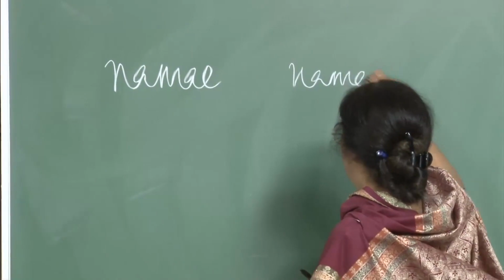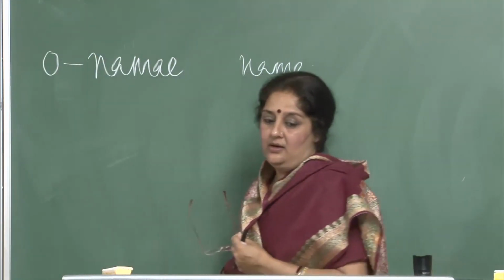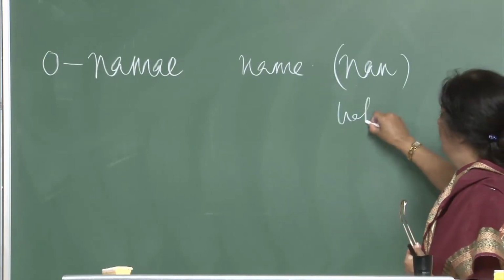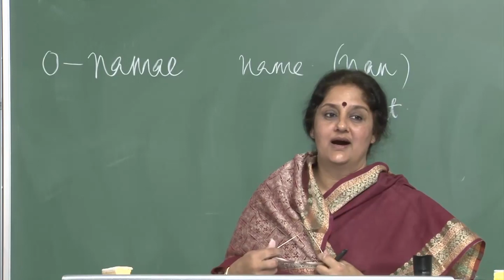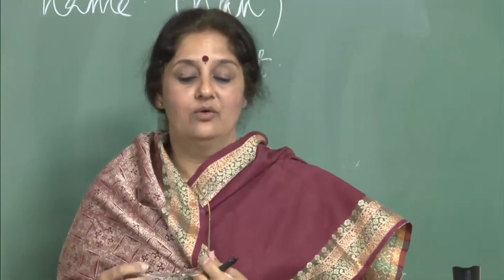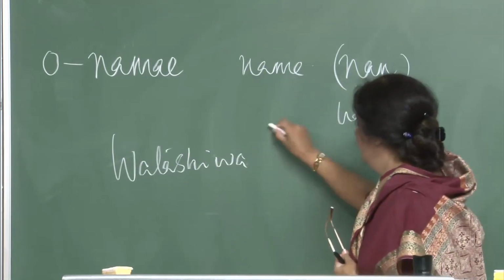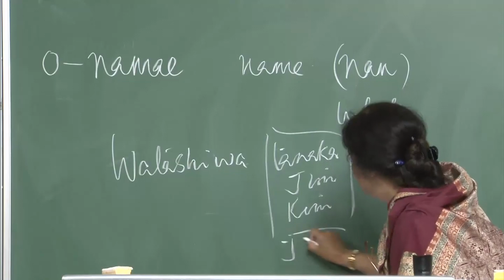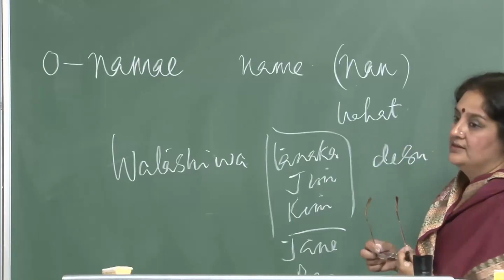Namae means name, but if I ask someone else, honorific, you have to add this honorific over here, o namae wa nan desu ka? Nan is a simple question word meaning what? O namae wa nan desu ka? The moment you say o namae, it automatically means that you are asking someone else and it is not your own name. O namae wa nan desu ka? So, you can answer, watashi wa, whatever your name, desu. Watashi wa Tanaka, Jim, Kim, Jane, Rao, whatever your name. This means, my name is this.